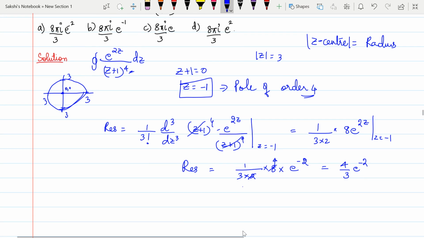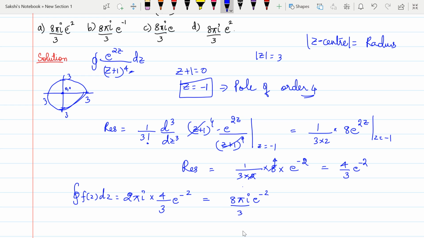Now, after using this residue, I'm going to use the Cauchy residue theorem and find the integral value. So which will be 2 pi i into residue 4 by 3 e power minus 2, which is 8 pi i e power minus 2 by 3. So this will be option A. Therefore, option A is the right answer for this particular question.